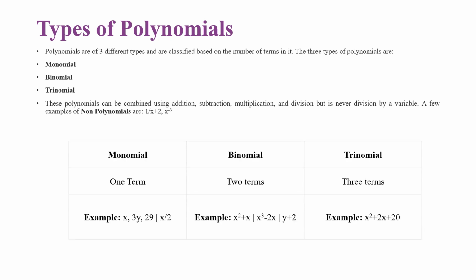So what is the difference between monomial, binomial, and trinomial? Mono means one, and nomial means term. Bi means two, nomial means term. Tri means three, nomial means terms. So there is one term, two terms, and three terms: monomial, binomial, and trinomial.